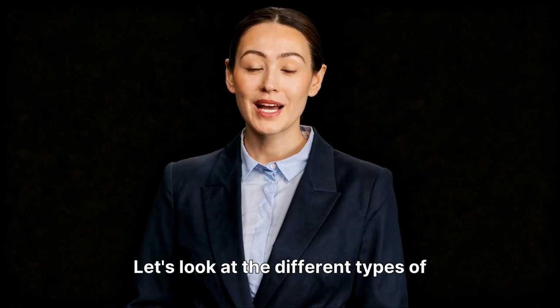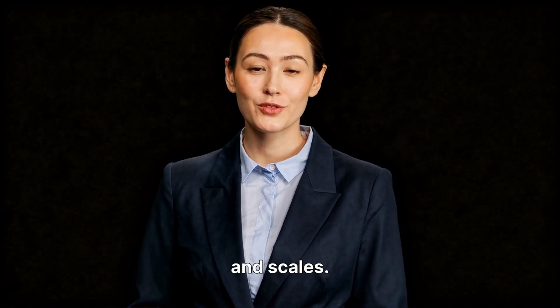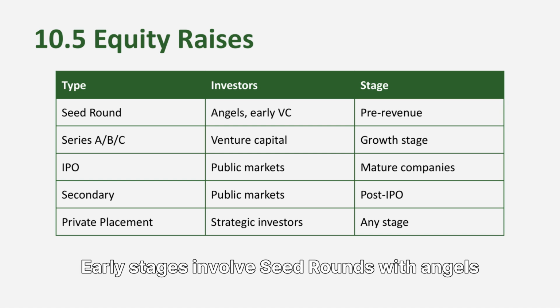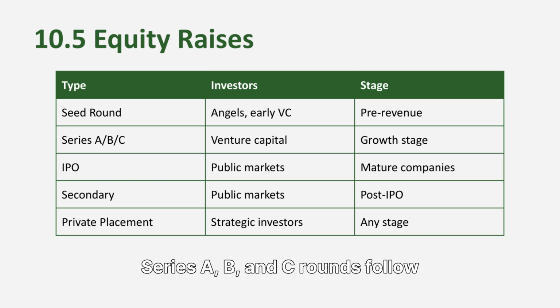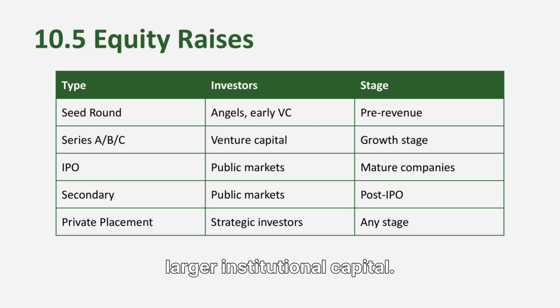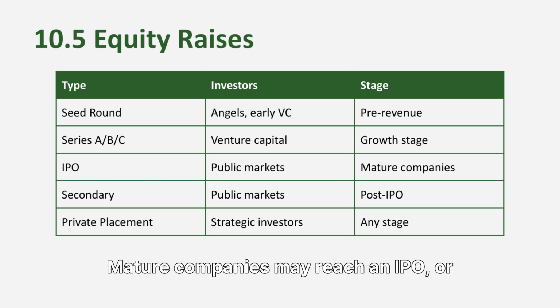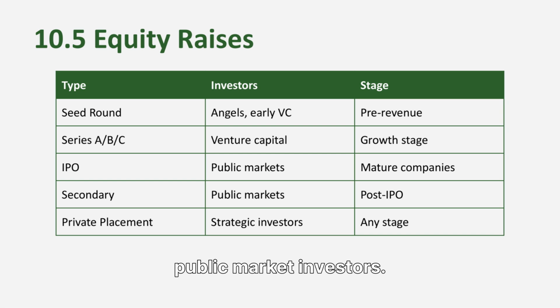Let's look at the different types of investors you'll encounter as your company grows and scales. Early stages involve seed rounds with angels and early VCs, typically for pre-revenue or initial product firms. Series A, B, and C rounds follow as the company hits growth stages, requiring larger institutional capital. Mature companies may reach an IPO, or initial public offering, to raise capital from public market investors.